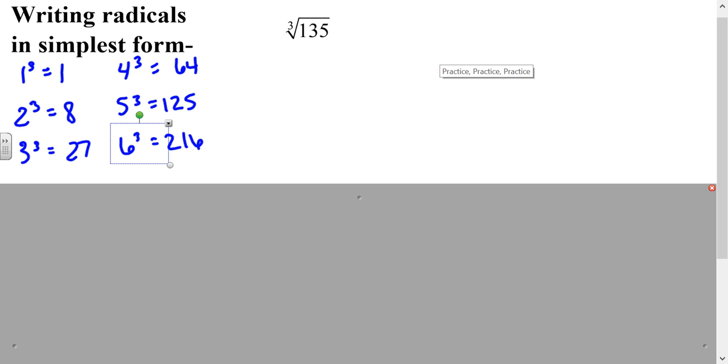That's good enough because our number is only 135, so we don't really have to divide it by anything larger than that. So we just need to see if one of these numbers can go into 135 evenly. So if we take 135 divided by 27, it equals 5. So we're going to split this up into the cube root of 27 times 5.